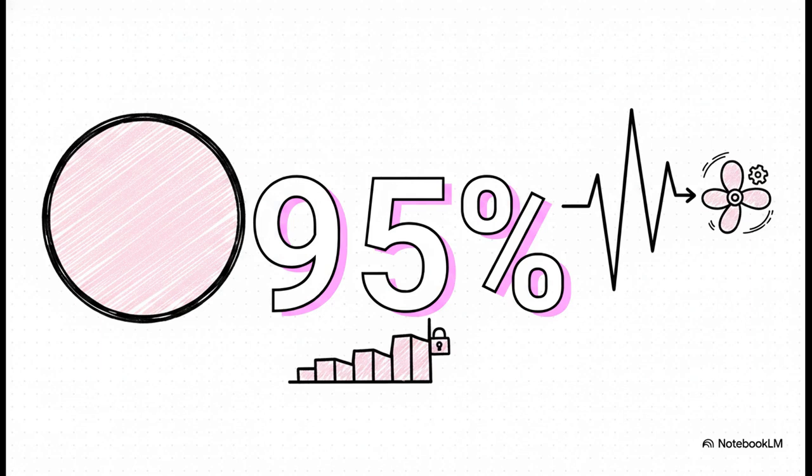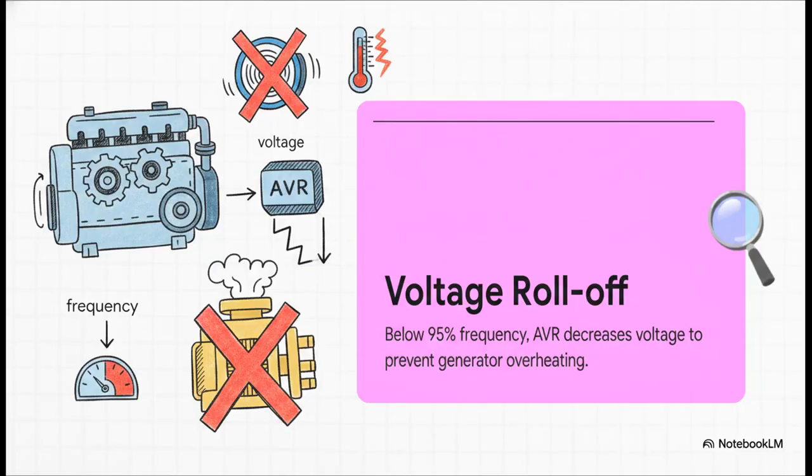This is the 95% of nominal frequency knee point. It's not just a guideline, it is a hard and fast survival rule that's hardwired directly into the system. So what exactly happens at this 95% threshold? It triggers what is called under-frequency voltage roll-off.